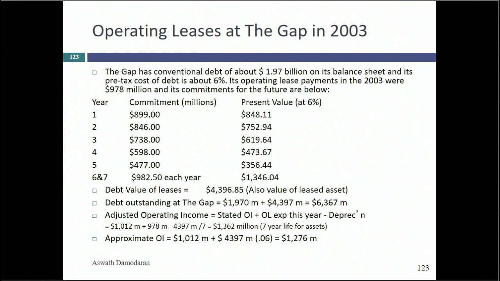If you look at the Gap's balance sheet, you'll see $1.97 billion debt. So that's not too bad. They don't have much debt. You say, wait a moment. They have $4.4 billion in lease debt. The total debt at the Gap is not $1.97 billion. It's more than $6 billion because they have a substantial amount of lease debt.